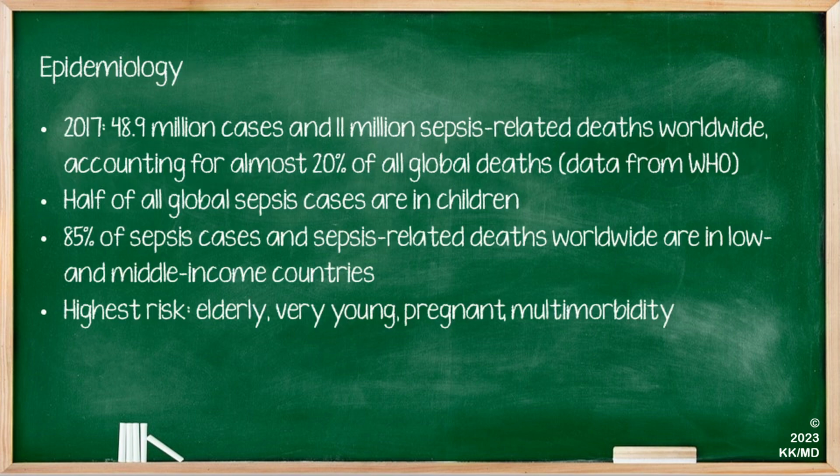In terms of the epidemiology of sepsis, in 2017, about 50 million cases and 11 million sepsis-related deaths were registered, accounting for almost 20% of all global deaths. This is the data from the World Health Organization. Half of all global sepsis cases are in children, and 85% of sepsis cases and sepsis-related deaths worldwide are in low and middle-income countries. The highest risk include elderly, very young, pregnant, and multimorbid.